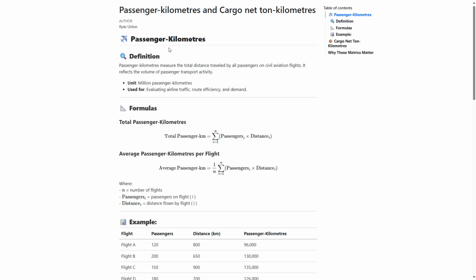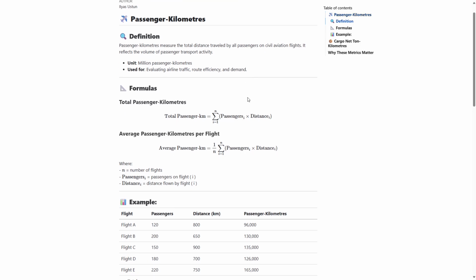So what does passenger kilometers mean? It measures the total distance traveled by all passengers on civil aviation flights. It reflects the volume of passenger transport activity. The unit is million passenger kilometers, and it's used for evaluating airline traffic, route efficiency, and demand analyses.